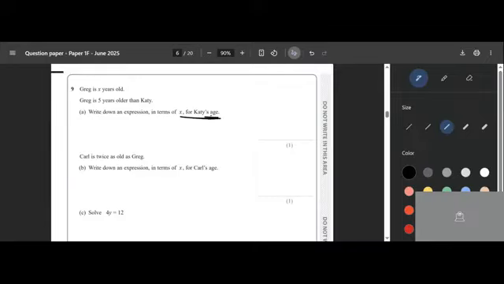One, we will say that because Greg is X years old, I have got two people here, Greg and Katie. Greg is 5 years older than Katie, so for me to get Katie, I have to subtract 5 from Greg. So therefore the expression expressing Katie's age will be X minus 5 in that order.